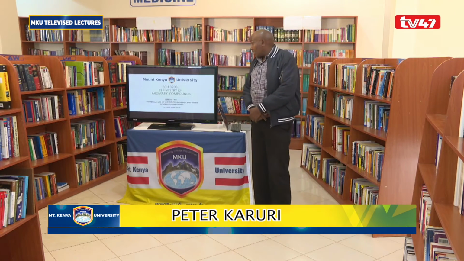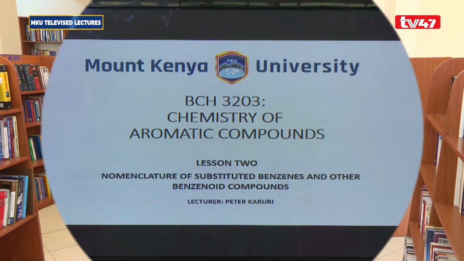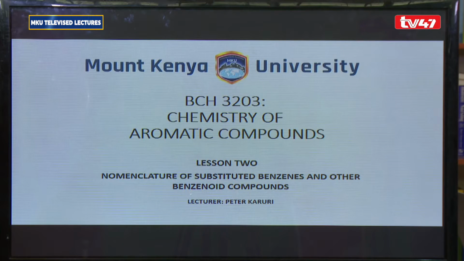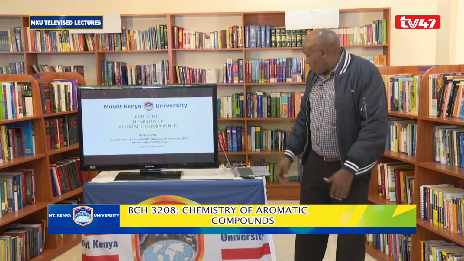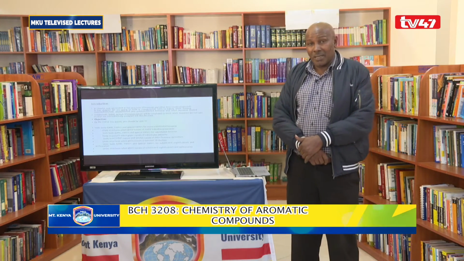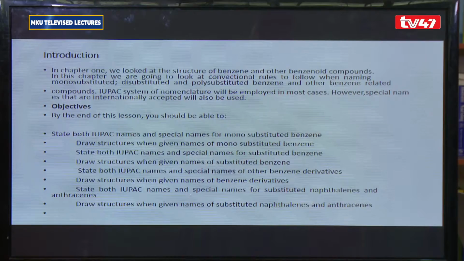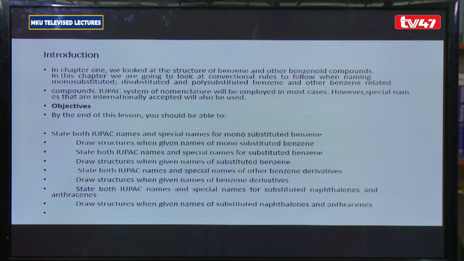Welcome to lesson 2 on the chemistry of aromatic compounds. The unit code is BCH 3203. My name is Peter Karori. Now, in lesson 1, we looked at the introduction and the meaning of aromaticity, and we looked at various types of aromatic compounds. In this lesson, generally, we are looking at chapter 2 of the module on aromatic compounds.